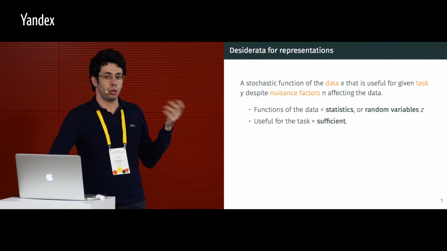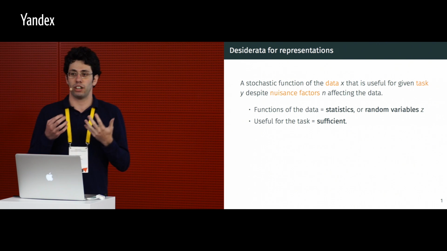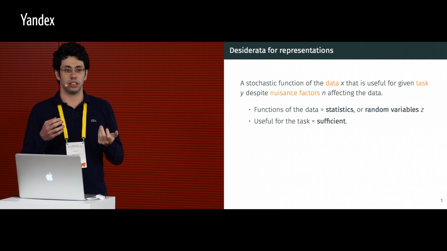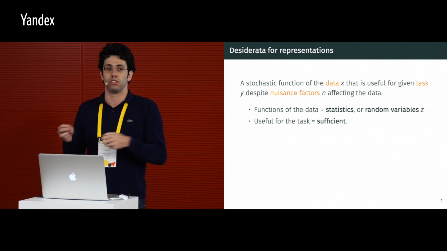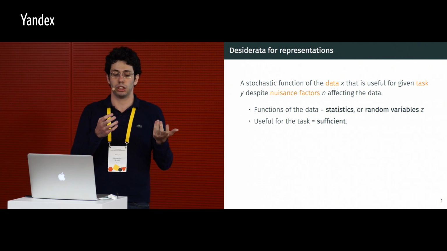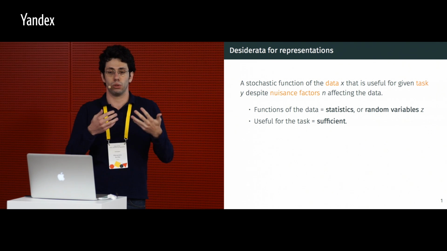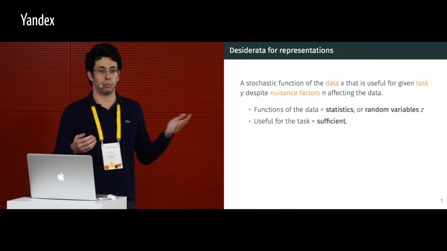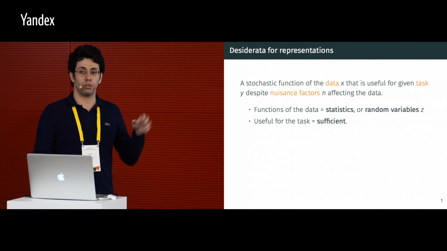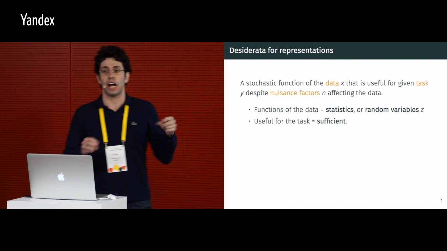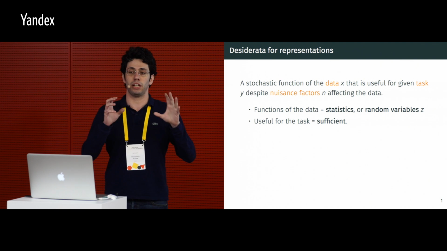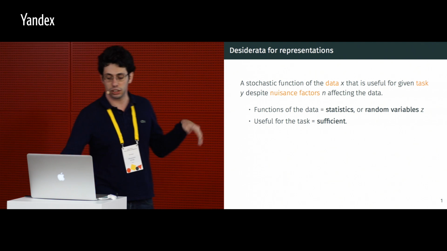Another problem with real data is that they are affected by a large number of nuisances that are not relevant for the task. For example, if I'm trying to classify an image, then I don't really care about the value of the pixels in the background or about occlusions or about any affine transformations affecting the image. So for a representation to be useful, I would like it to be independent or unaffected by all these nuisances.